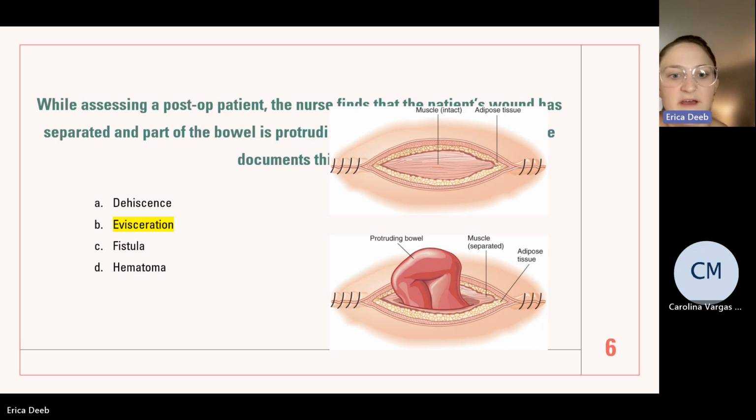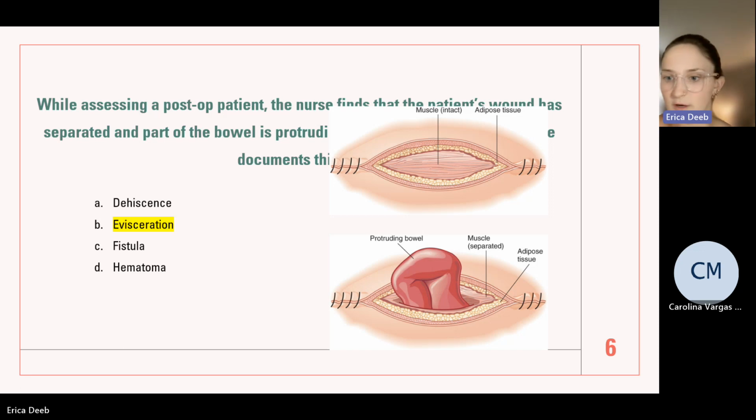So this one is going to be evisceration. If the patient's wound separates and nothing comes out, like in this top picture, that's dehiscence. So the wound has separated from the stitching. Evisceration is when the wound has separated and parts of the internal organs are coming out.